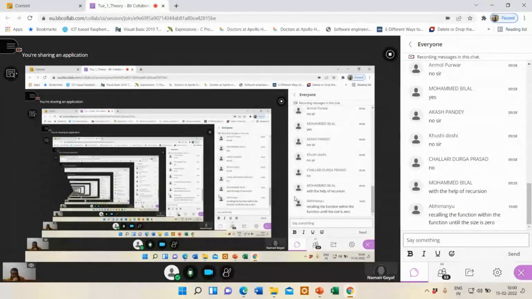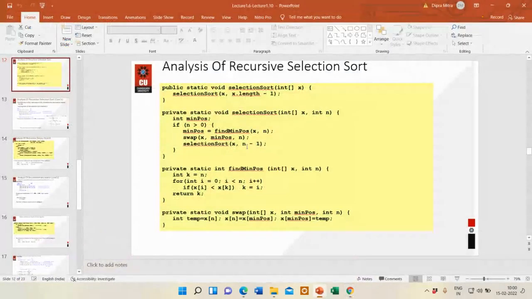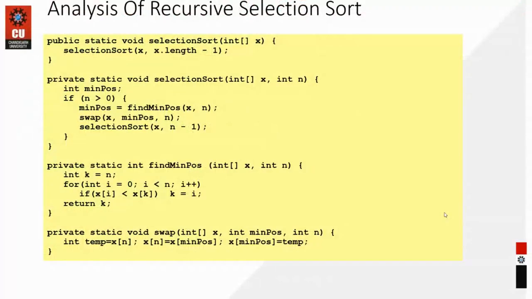Recalling the function within the function until the size is 0. Yes, that is a good idea, but how to do the recursive functions? How to call the recursive functions? Here in this code, you can see this is the recursive code, na? So in this way, you need to think what would be the recursive code of bubble sort?